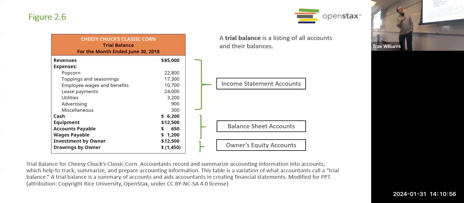So this is Cheesy Chuck's Classic Corn Company. This is a trial balance for the month of June. Now, this is not a document you would publish. It's not for people outside the organization. It's just a tool that accountants use in the process of making the financial statements.